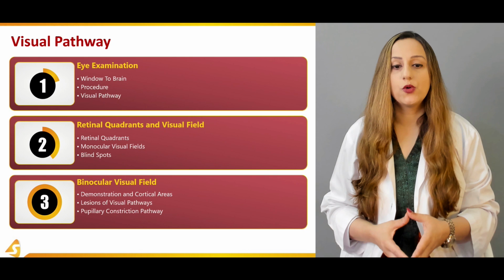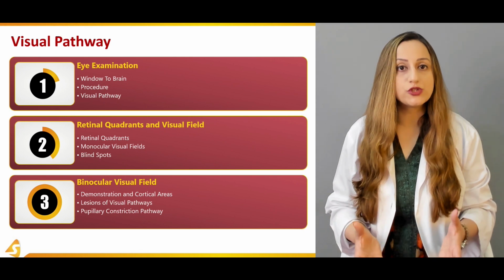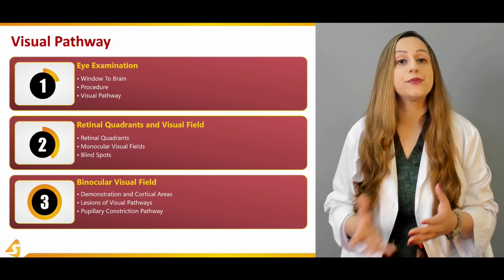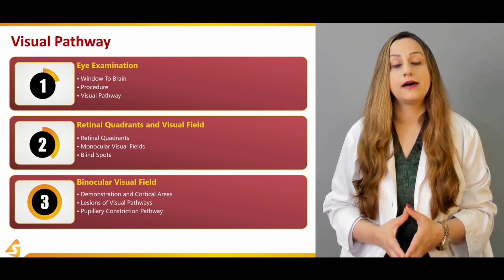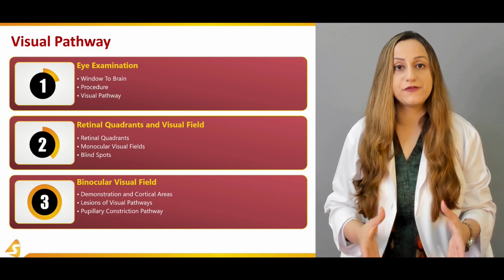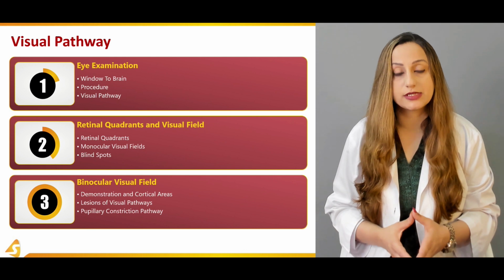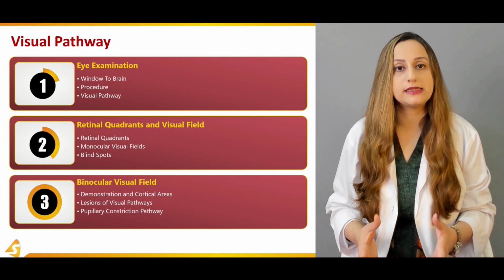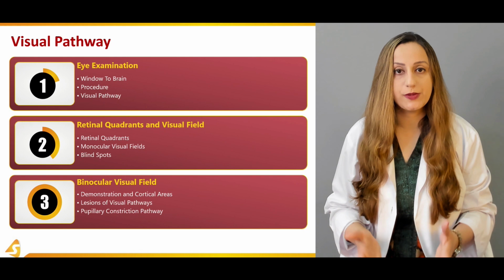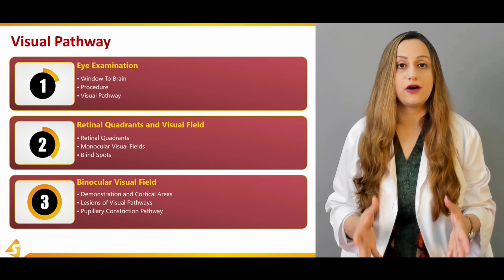pathway. So we'll be defining a normal visual pathway, the temporal zones, and the nasal visual field defects that can be demonstrated in a person who has some sort of abnormality in his or her visual pathway. So that will be the first section of this lecture.